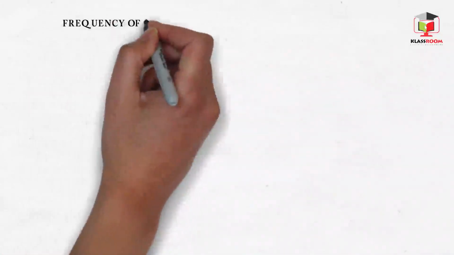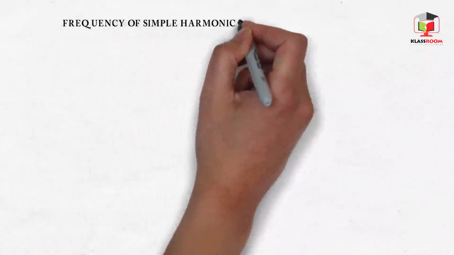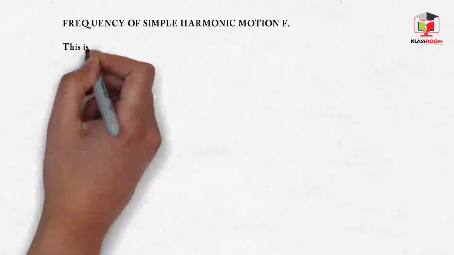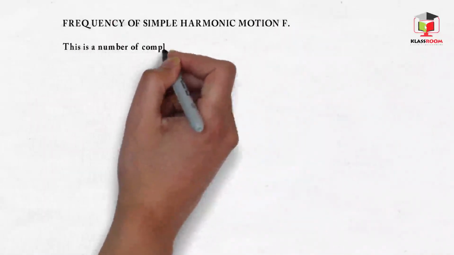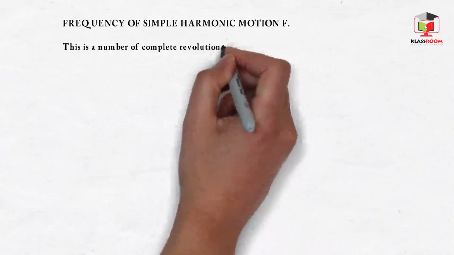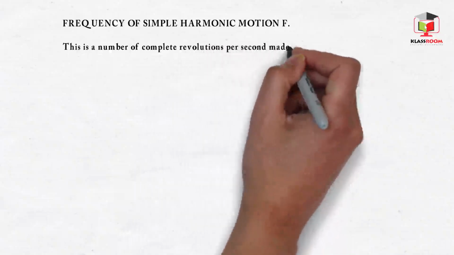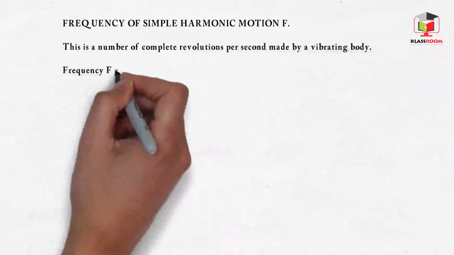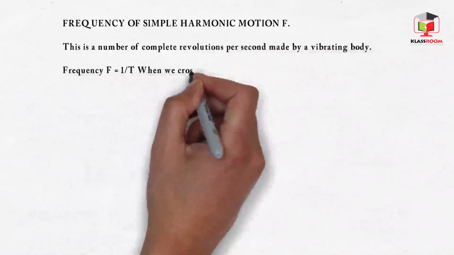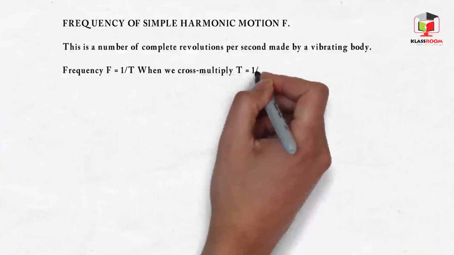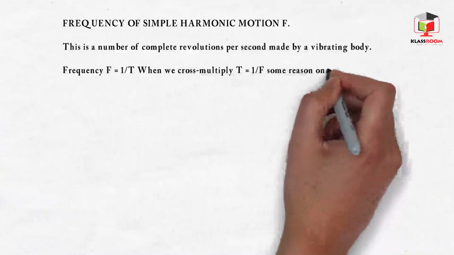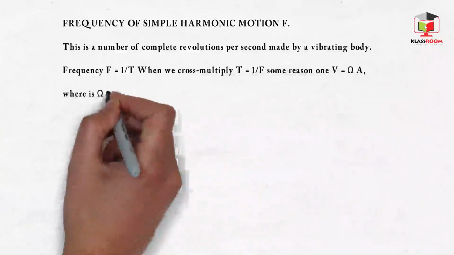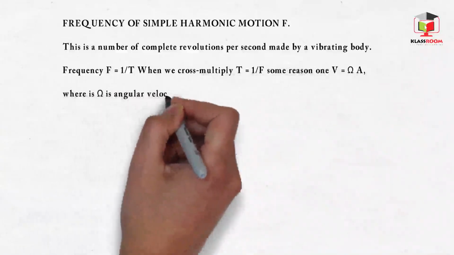Frequency of a simple harmonic motion, F. This is the number of complete revolutions per second made by a vibrating body. Frequency F is equal to 1 over T. When we cross multiply, T will be equal to 1 over F. Summary 01. V equals omega A, where omega is angular velocity and A is amplitude. And F is equal to 1 over T, and T is equal to 1 over F.